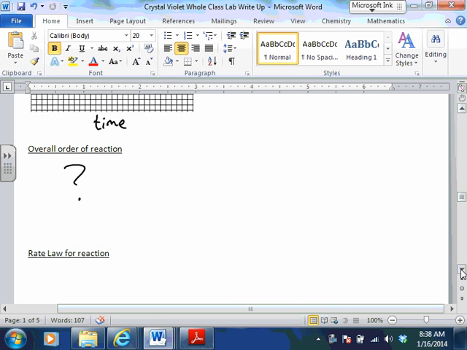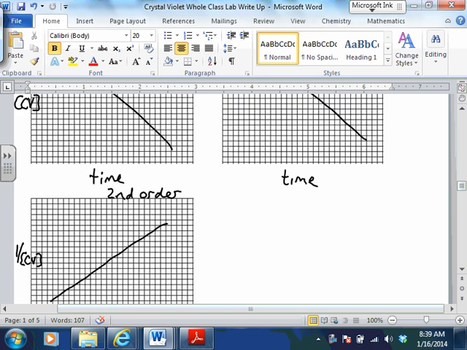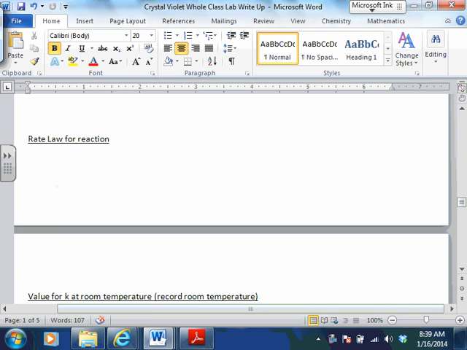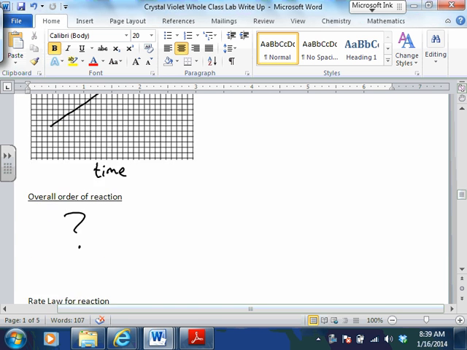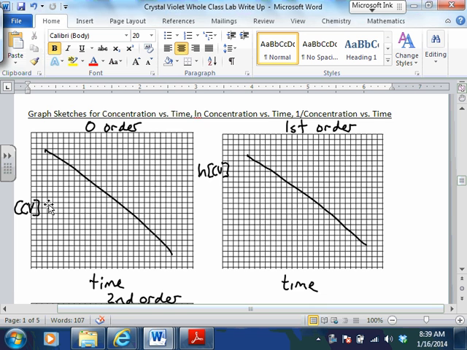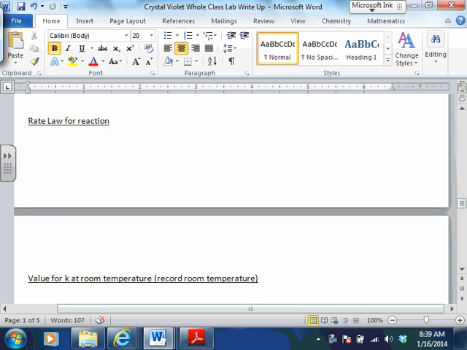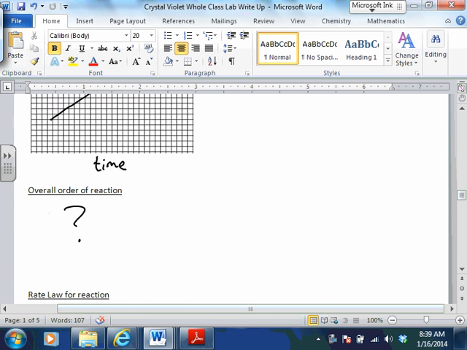Okay. So as far as the overall order of the reaction, that's what we're trying to figure out by our graphs that we do here. Now, the rate law for the reaction, you're not necessarily going to be able to figure that out just based on the data that we're collecting here. So don't worry about the rate law for the reaction because you don't need that for anything else that we're calculating anyway.